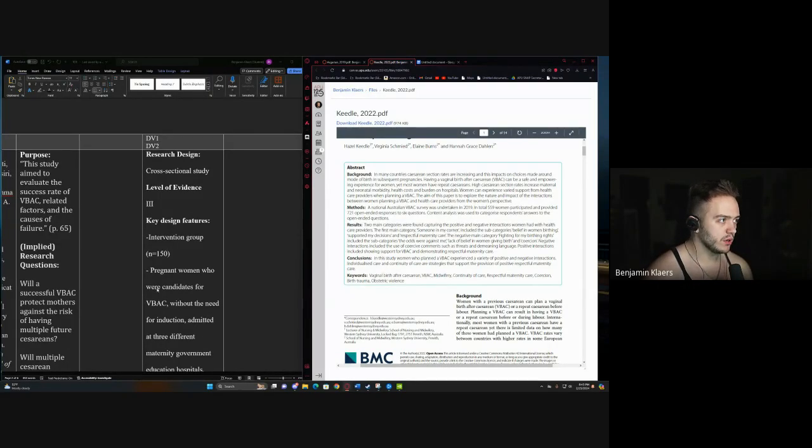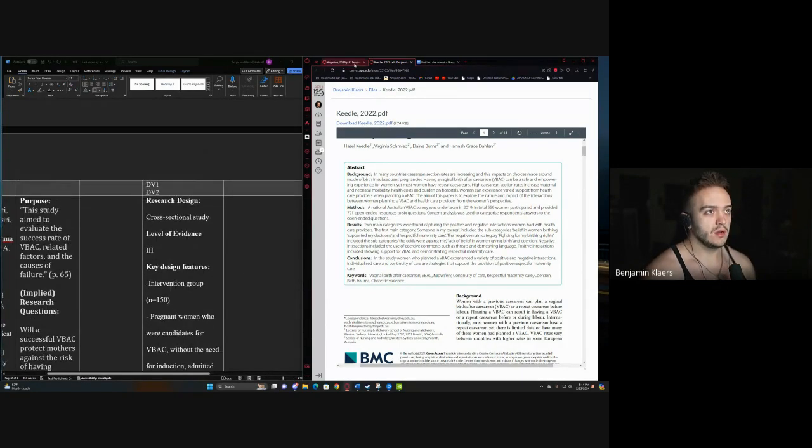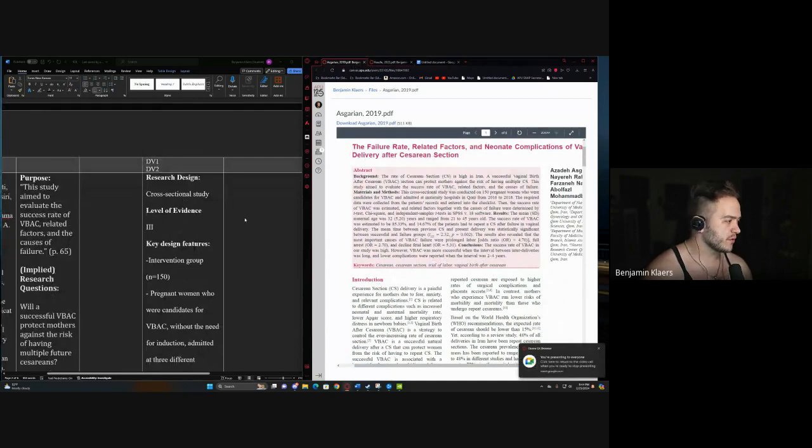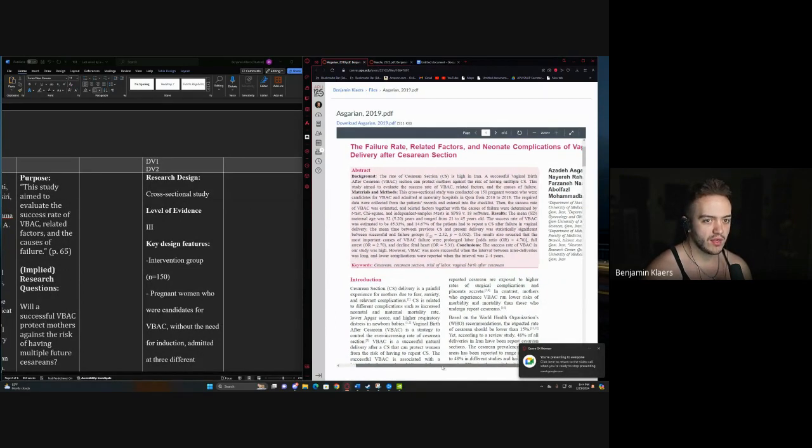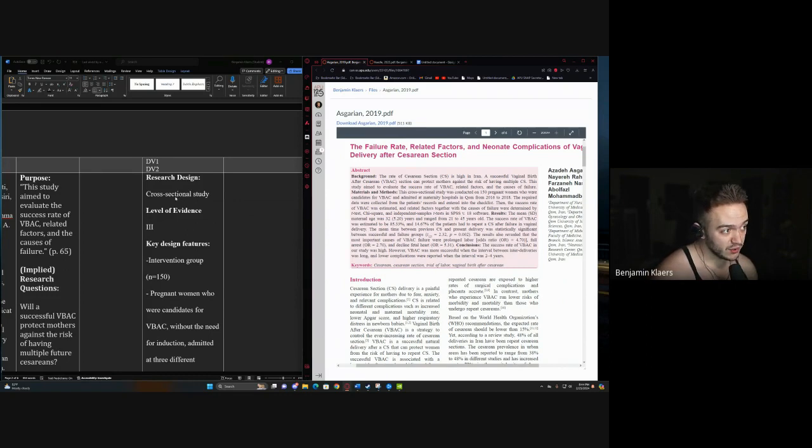We're going to be doing part three of our TOE, which is our research design, level of evidence, and key design features. To start off, I have my first quantitative study, whose title I've read like 1,000 times, or it feels like I have. The research design is a cross-sectional study, which is stated right here.